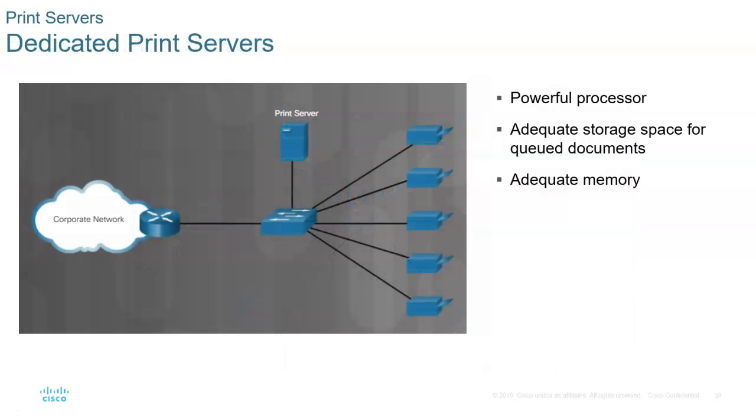Dedicated print servers have a powerful processor because they're dedicated. It can manage and route the printing information. It has to be fast enough to handle any and all incoming requests. It has to have adequate storage space for queued documents. All documents are placed in a queue, and then they're retrieved and printed in a timely manner. It also has to have adequate memory. So the processor and RAM just have to be able to handle sending the print jobs to the printer. If you don't have enough memory, like we said before, then you're going to have some issues being able to print. So you need to make sure that you have enough memory.